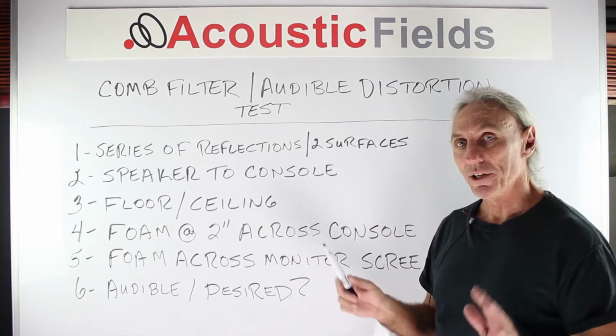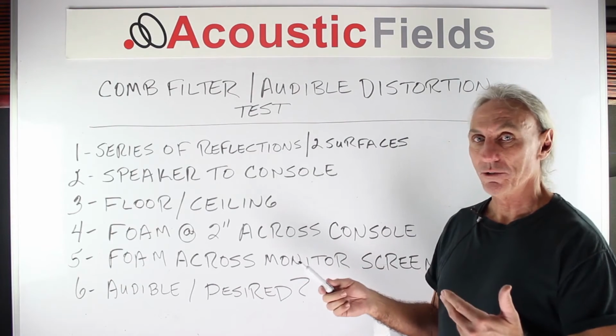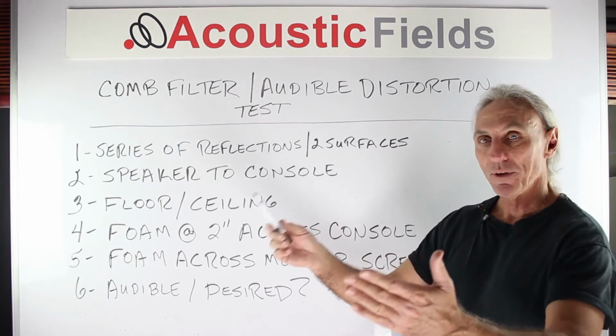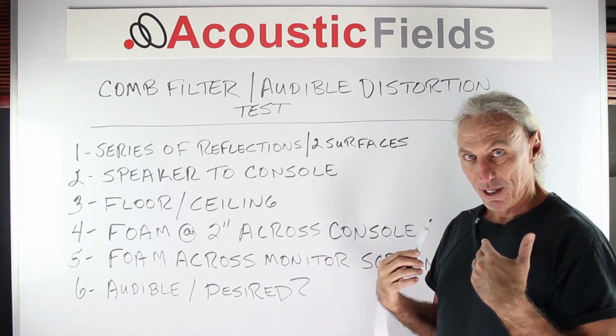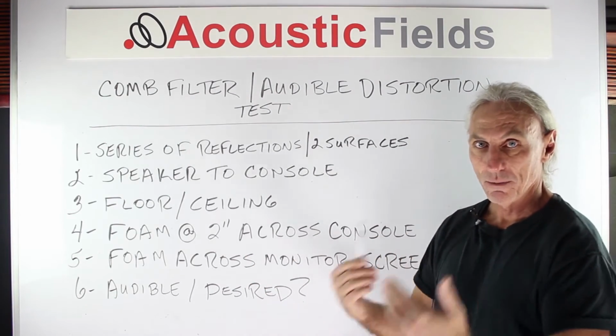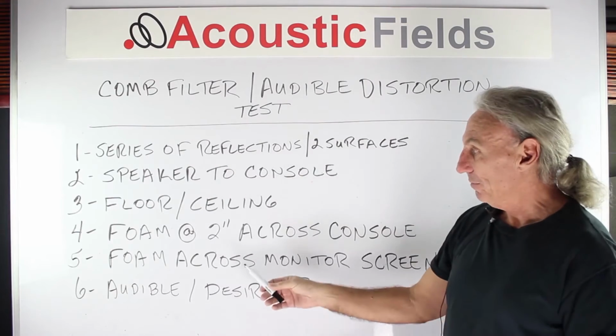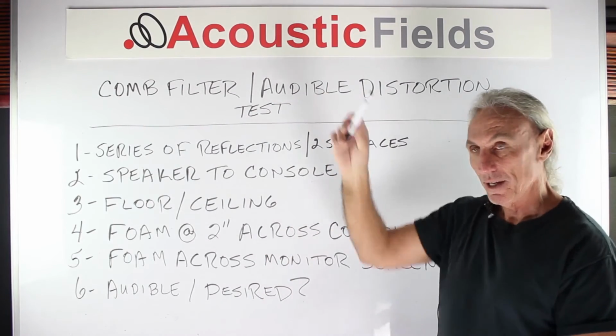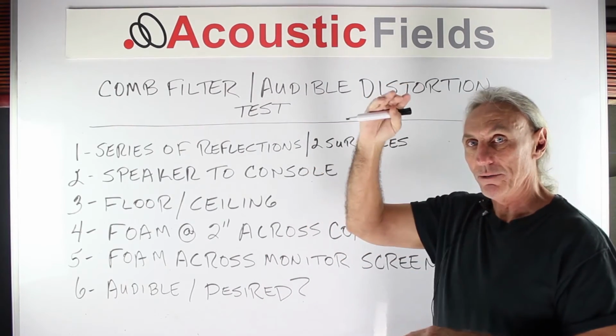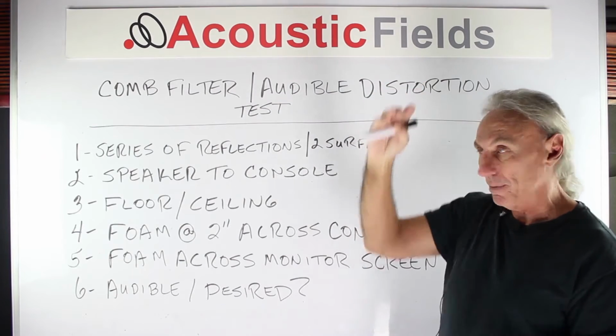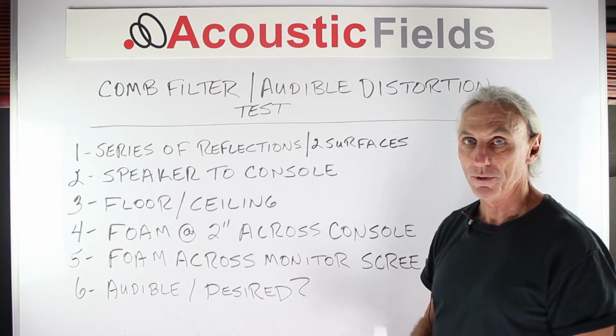What is the definition? It's a series of reflections between two surfaces. It can be reflections off our console against us, back to the console. It can be a whole series. It can be a series of reflections from floor to ceiling. So any two boundary surfaces, close by or far apart, can create what's called a comb filter effect.